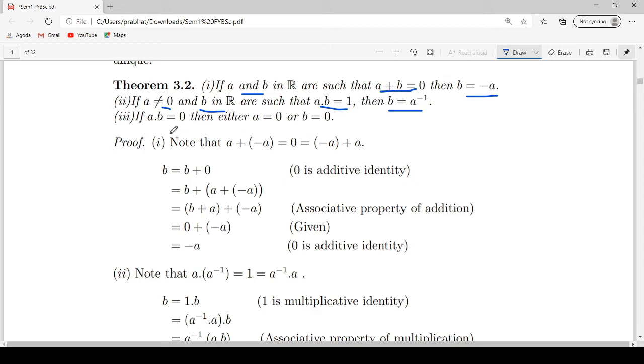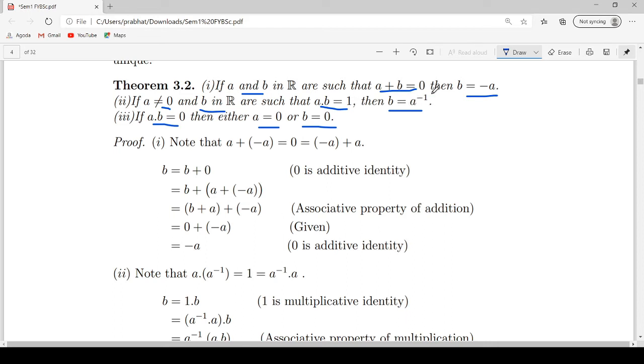Third is if a dot b is equal to 0, then either a is 0 or b is 0. That means multiplication of two non-zero numbers can never be 0. If multiplication of two real numbers is 0, then one of them must be equal to 0. Let's try to prove it one by one.